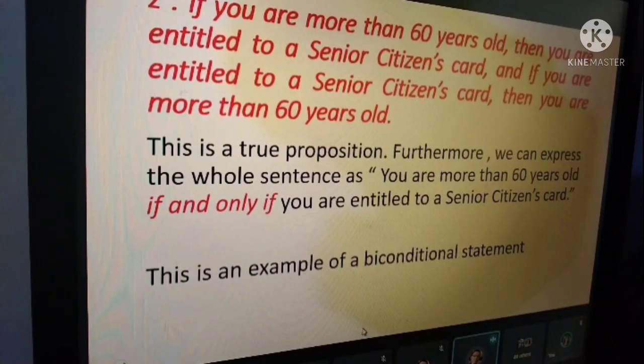From the word biconditional, bi means two, conditions. So, you have conditions, if and only if. So, yung condition natin dito, you are more than 60 years old if and only if you are entitled to senior citizen's card.